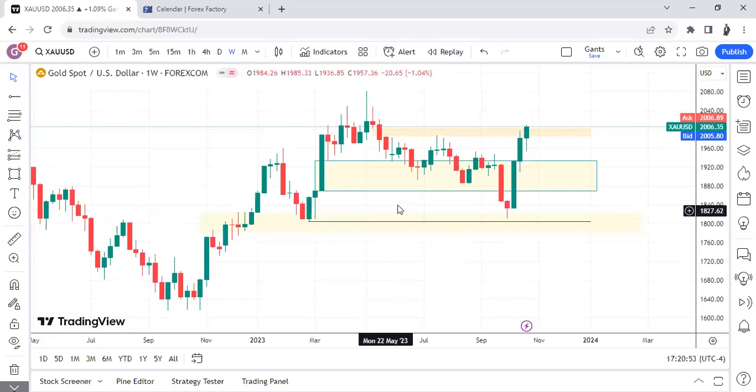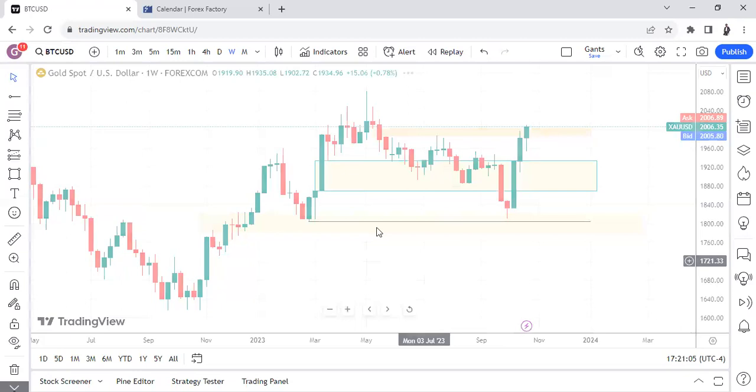For now, there's no symmetry at all in this particular asset class compared to other markets. So please just avoid gold for now. Just avoid gold for now.